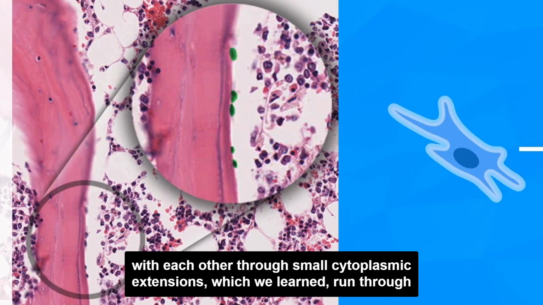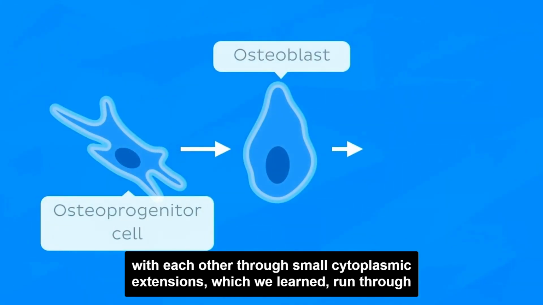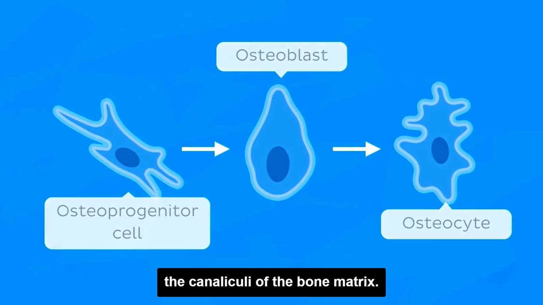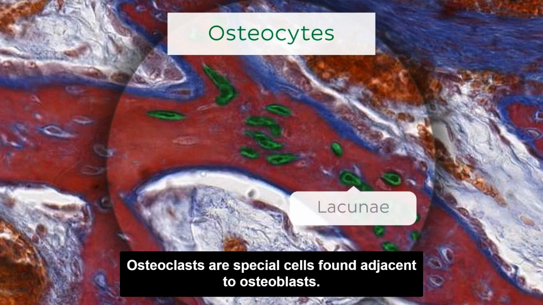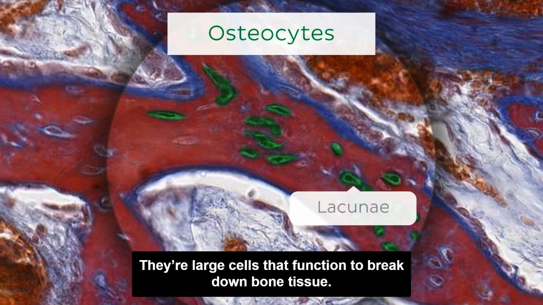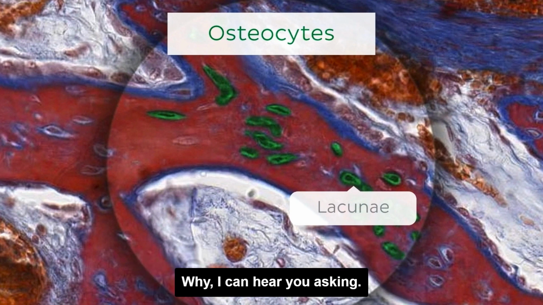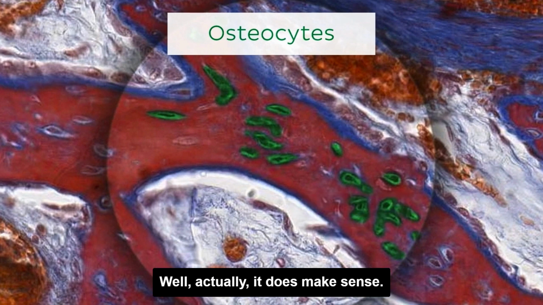When the osteoblasts mature and are embedded in their secreted matrix, they are then referred to as osteocytes. Osteocytes are the differentiated cells of bone tissue. They reside within lacunae, small hollow spaces in the bone matrix. Although each of the osteocytes resides in its own lacuna, they maintain communication with each other through small cytoplasmic extensions, which we learned run through the canaliculi of the bone matrix.